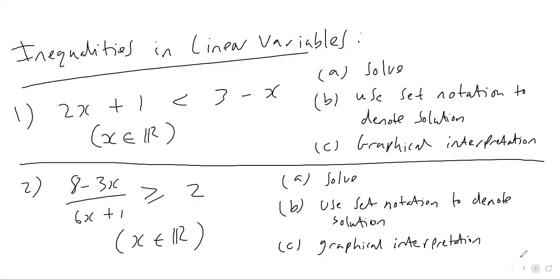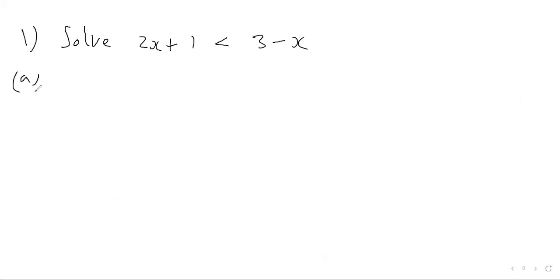So we'll start with the first one here. Number 1, we want to solve 2x plus 1 is less than 3 minus x. Okay, so we're going to proceed and solve that one. That's part A of the question.